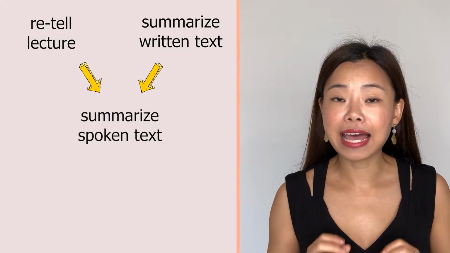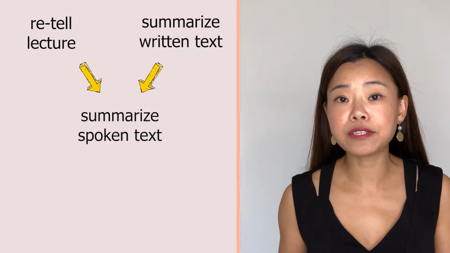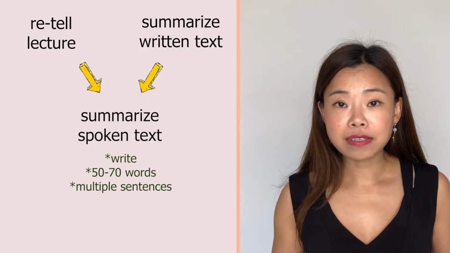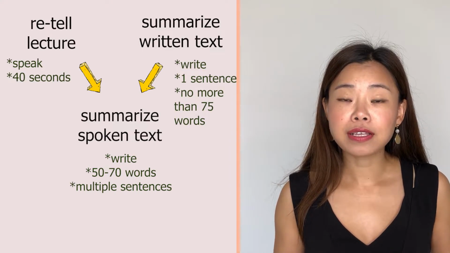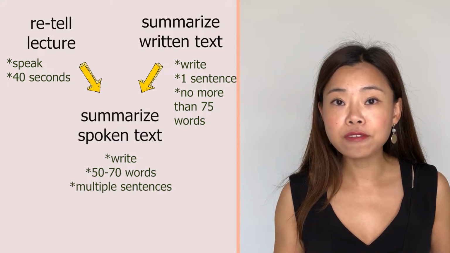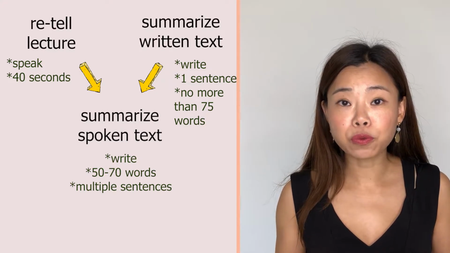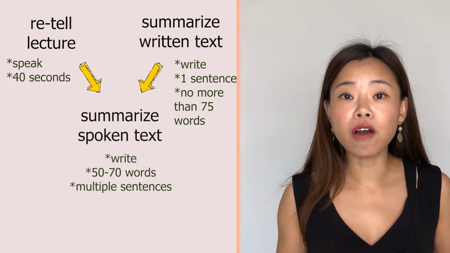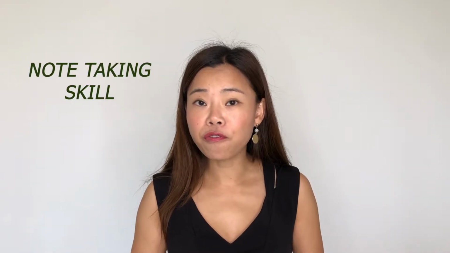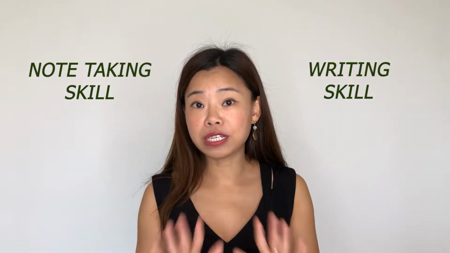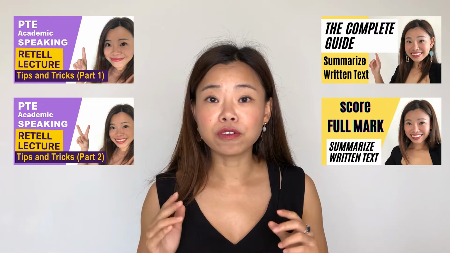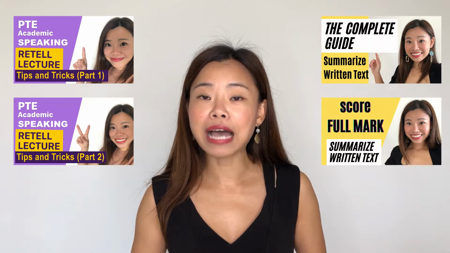Summarize Spoken Text is like a hybrid between Retell Lecture and Summarize Written Text. The difference is that in Summarize Spoken Text, you write 50 to 70 words in multiple sentences, whereas in Retell Lecture, you are given 40 seconds to speak. And in Summarize Written Text, you can only write one sentence of no more than 75 words. If you combine your note-taking skills from Retell Lecture and your writing skills from Summarize Written Text, you will do just fine for Summarize Spoken Text. I have a few tutorials up already for those two question types, so go check them out after this video.